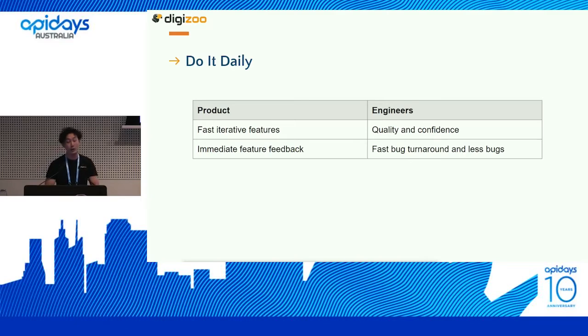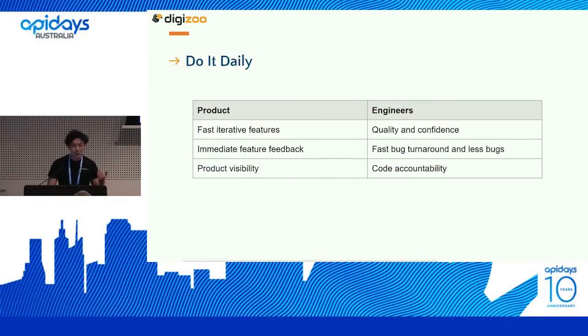Number two, you get immediate feature feedback, because if you do want to test something, even from product's perspective, you go, hey, I have a cool idea, let's do this right now. And you can. You do something real quickly, it goes in production. Obviously, there's a bit of QA process going on, but you can test it. You have daily deploys, you have fast bug turnaround times, because everyone's so familiar with fixing product incidents. From a product's perspective, you get product visibility because, well, if it's merged, it's in prod.